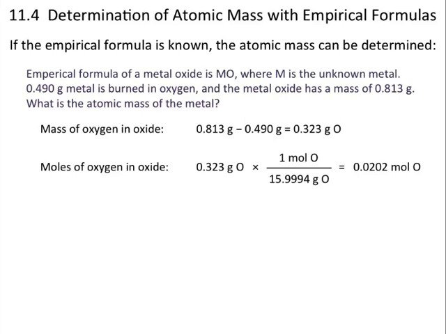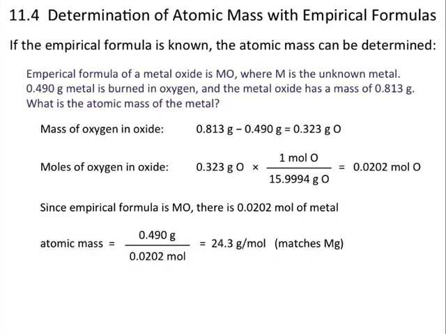Now, you can either turn these masses into mass percents, or you can just straight away go ahead and convert these to moles. So the mass of oxygen in this oxide is 0.323, and then you can find the moles of oxygen by dividing by the molar mass of oxygen. And, well, since the empirical formula is 1 metal for every 1 oxygen, this means that there's the same number of moles of metal in this sample, because it's a 1-to-1 mole ratio. Well, the problem tells you the mass of that sample, 0.490 grams, and then you figured out that it was 0.0202 moles of that metal.